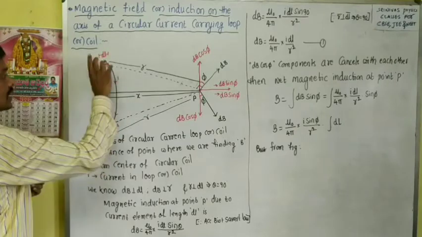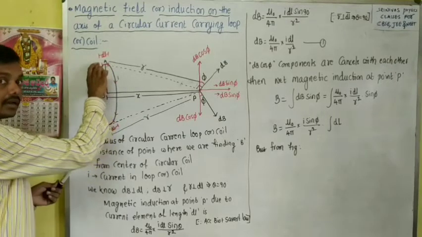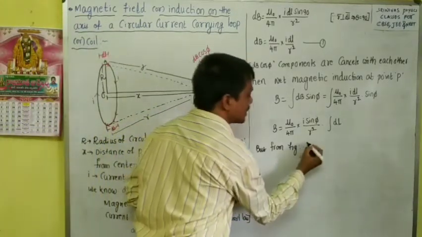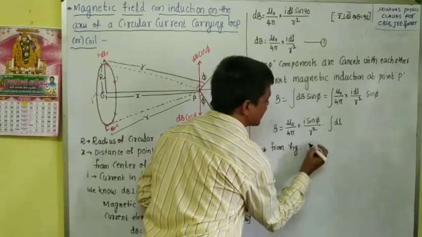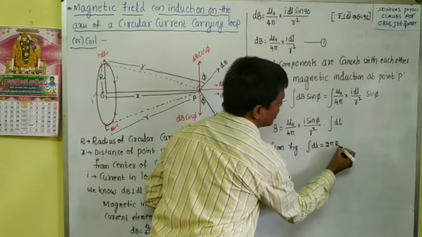What is the full circle length? The circular current carrying loop radius is capital R. That means the circumference is 2 pi R. Then we will get integration dl as 2 pi capital R.